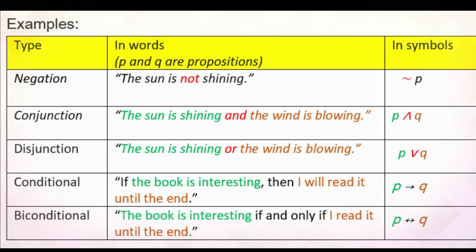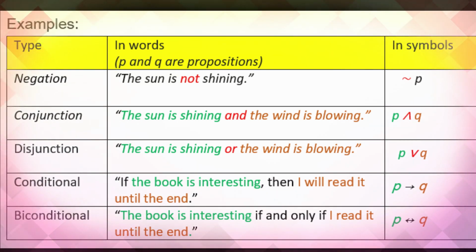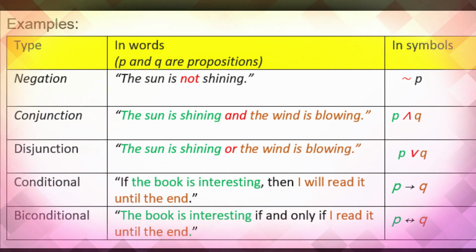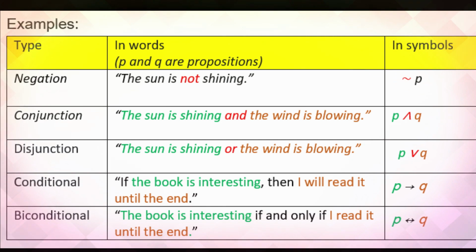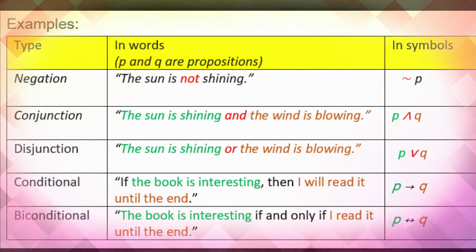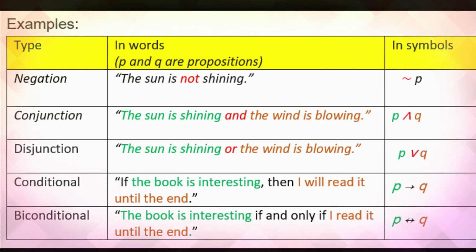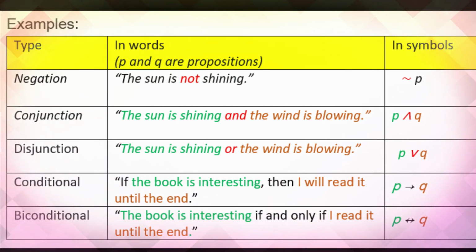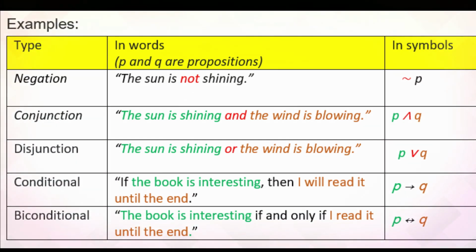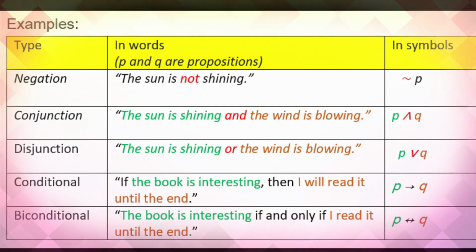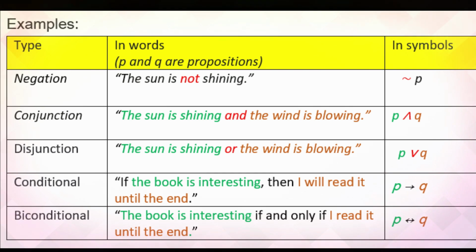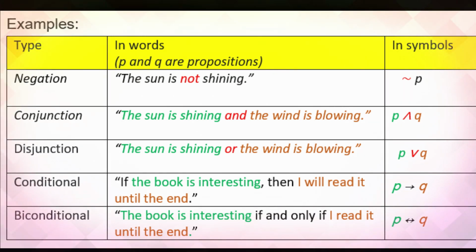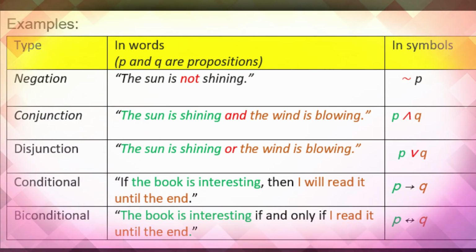Biconditional, okay, and conditional. Let's start with the conditional. Example, if the book is interesting, then I will read it until the end. So there is a condition. And the biconditional is a little tricky, but it's really easy to learn the differences between conditional and biconditional. Conditional. Example, if the book is interesting, then I will read it until the end.